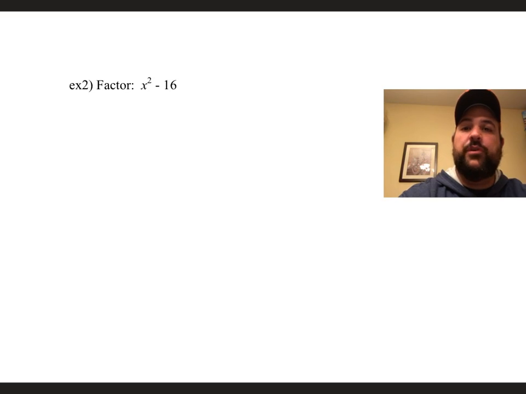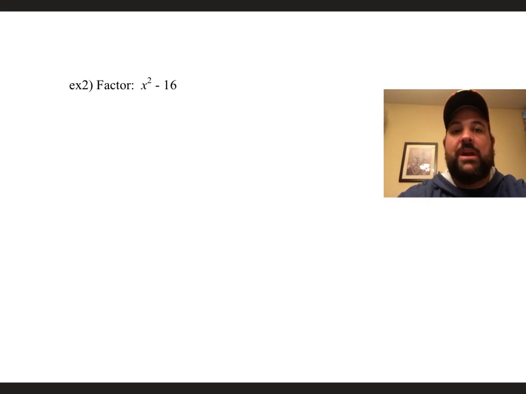So in example 2 here, we have x squared minus 16, and we're going to be looking for the GCF. Well, if I look at the coefficients, my coefficient on x squared is a 1. And then I have 1 and 16. Well, their GCF is just going to be 1.